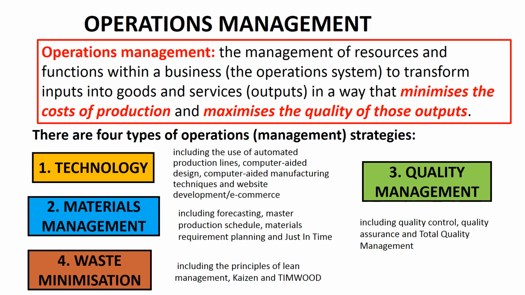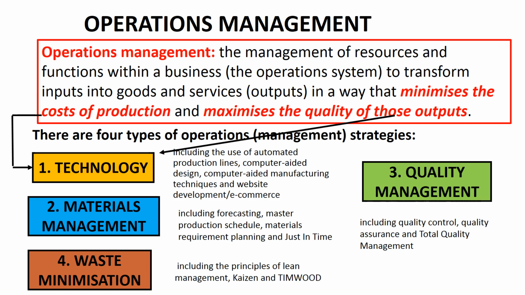Technology strategies can both reduce the costs of production and increase the quality of outputs. For example, the use of automated production lines enables a business to replace employees with technology and so save on the expense of wages. The use of automated production lines also increases the quality of output because, unlike human beings, machines can perform repetitive processes for long periods of time without making errors or mistakes.